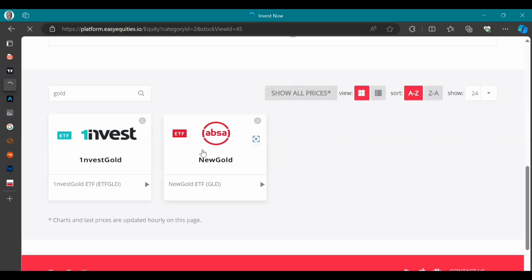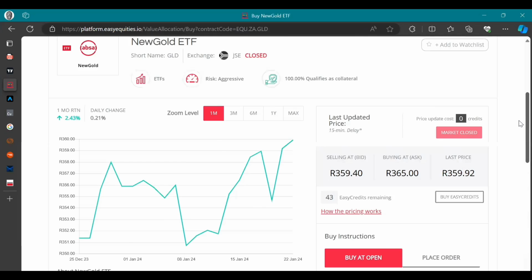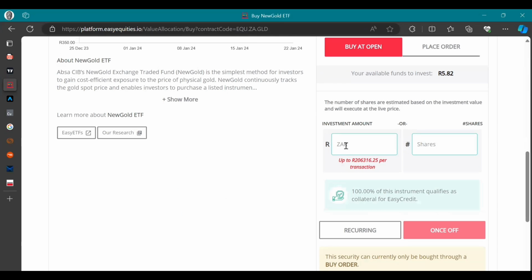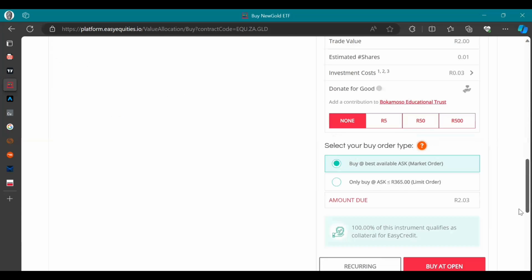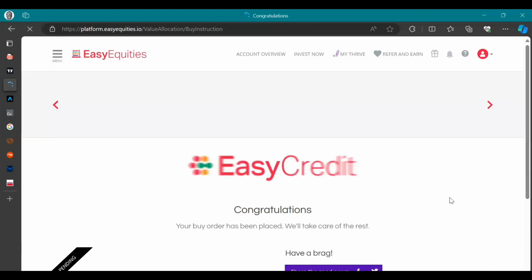So I'm going to go to the absolute gold ETF right here, and then it's a very simple transaction. It's the one that you're used to if you already are using the platform. You then key in the amount that you want to maybe spend. So I'm going to say R2, and it's going to be a once-off transaction, and then I'll buy at the market open. So the market is currently closed, and that's how simple it is. That's how you'd buy your commodities.